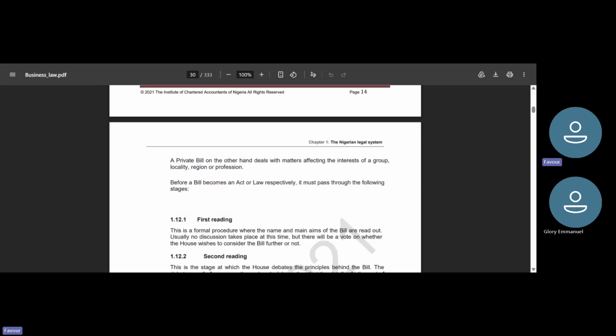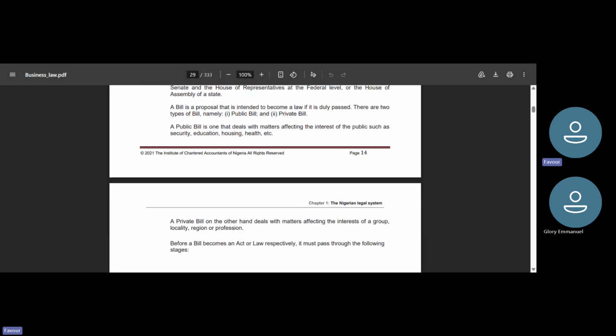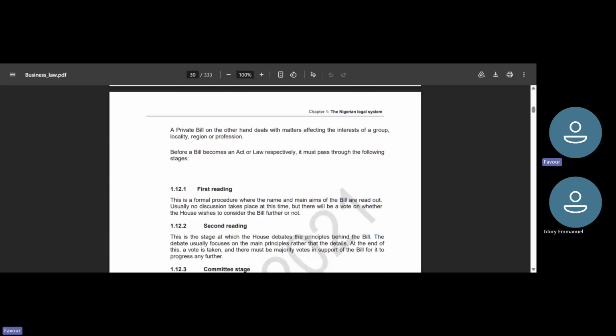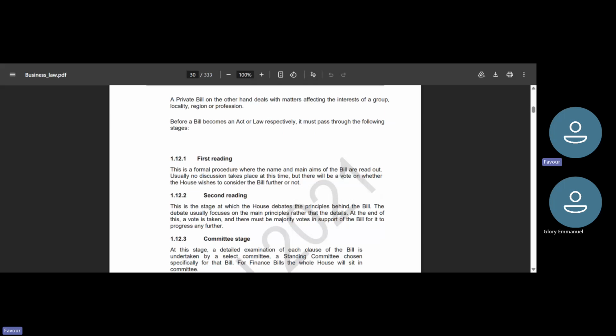So when the bill is drafted, it has to pass through the first reading. It's a formal procedure where the name and the main aims of the bill are read out. No decision is taken at this stage. It's just like an introduction of the bill to the legislators. The House will now vote on whether they should consider the bill or not. There's usually no discussion. It is just read out and it is decided whether it should pass to the second reading or not. So when it is decided to pass, it goes to the next stage, which is the second reading.